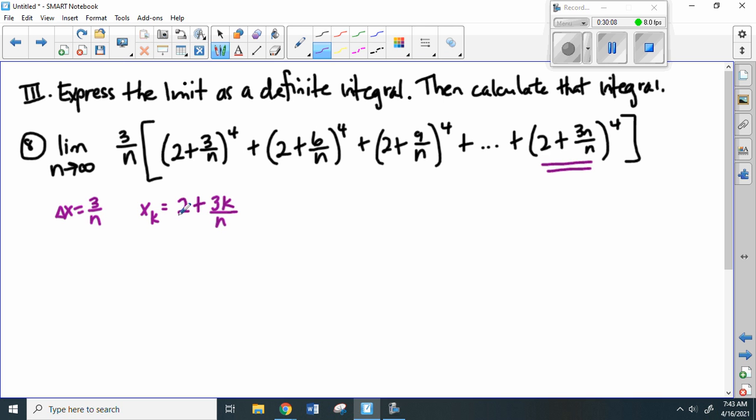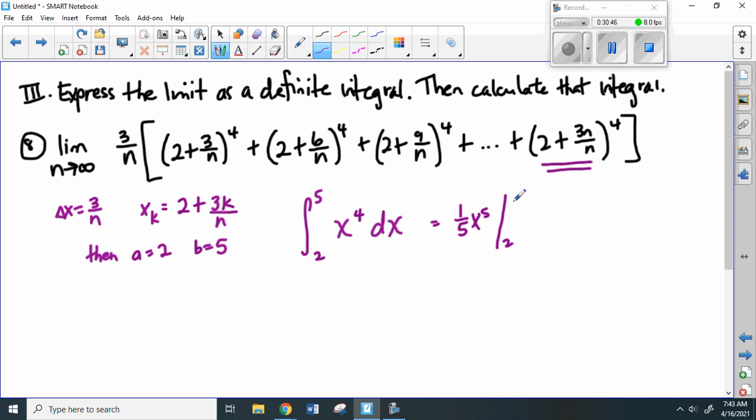All right, and so then we can see that if that's x sub k, then a was probably 2. If b minus a is 3, then b is 5. And so my integral is going to go from 2 to 5. Now look, each time x sub k is raised to the 4th. So x to the 4th is my function, and that is something I can certainly integrate pretty easily by hand. You use the power rule, and then you plug in the bounds.